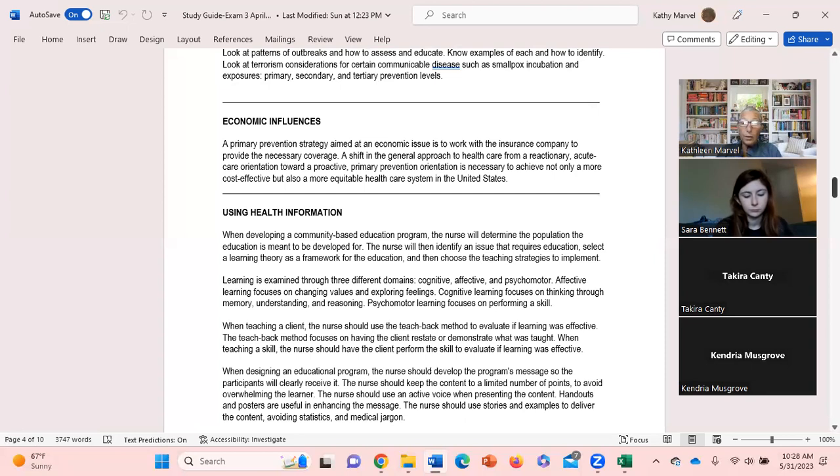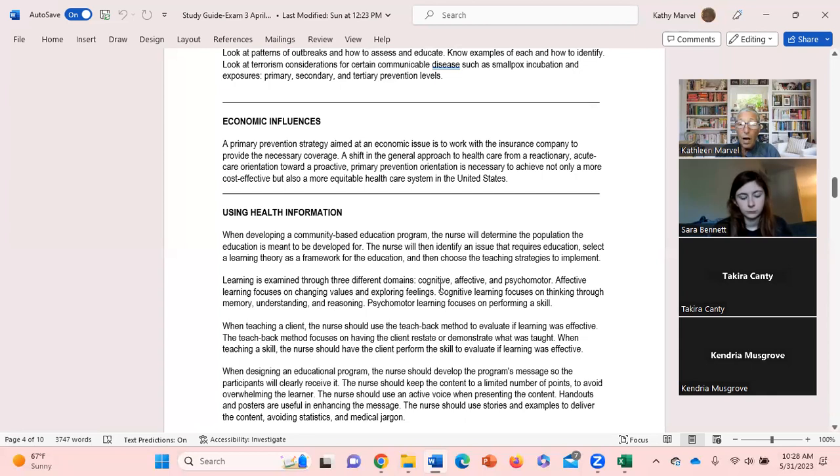Using health information. Okay, what's one of the first things we need to do in a community-based education program? What do we have to identify first before we can even build a program? Who's at risk? Who's our population? Right? We must determine the population, and then we can identify the issues. What's the education required? Select teaching strategies.